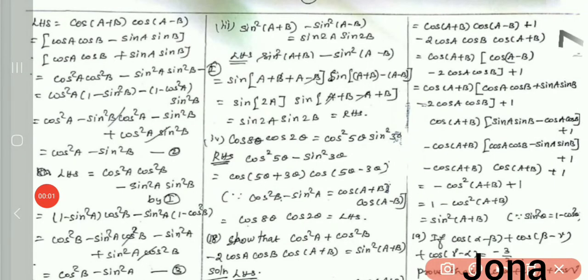The left hand side I have cos of a plus b into cos of a minus b. The formula for cos of a plus b is cos a cos b minus sin a sin b. The formula for cos of a minus b is cos a cos b plus sin a sin b. Here I have a plus b into a minus b, that is a square minus b square. Here it's nothing but cos square a into cos square b minus sin square a into sin square b.